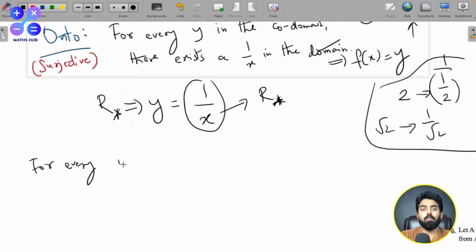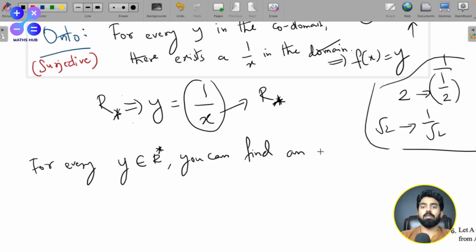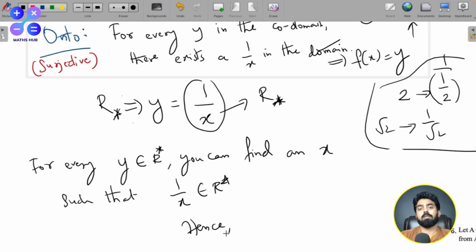For every y that belongs to R star, you can find an x such that 1 by x belongs to R star. Hence, f of x equals 1 by x is onto. That's how you would write it in an exam.